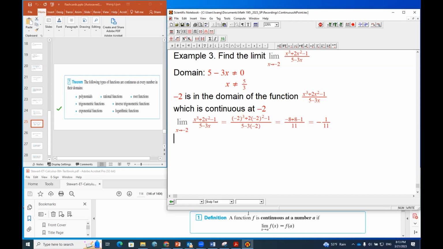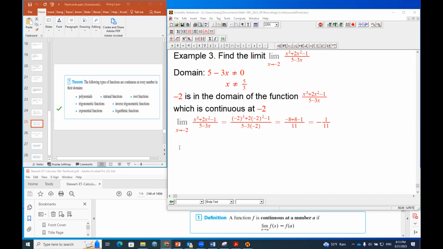You can see in the case that we know the function is continuous at a point, to find the limit at the point is just a simple substitution, direct substitution. There are some homework problems that we have covered in class, and I'll leave some of them for you.